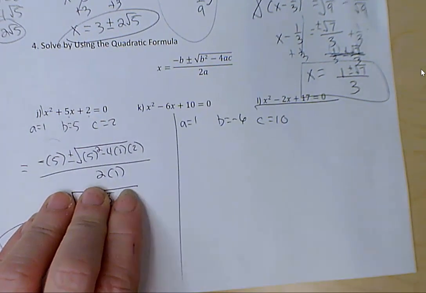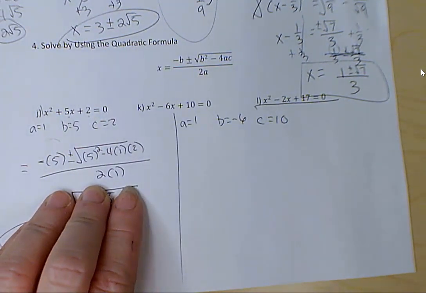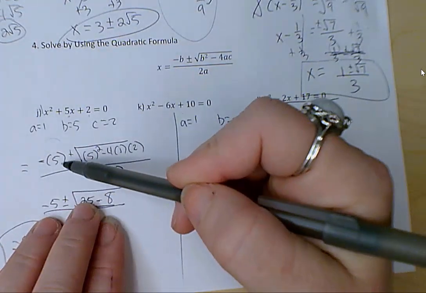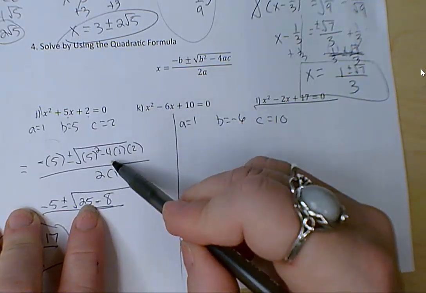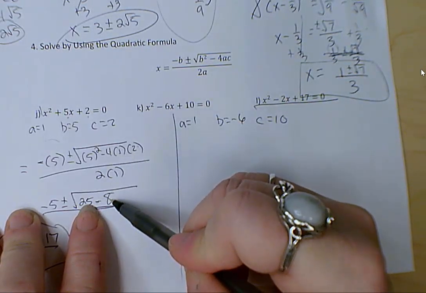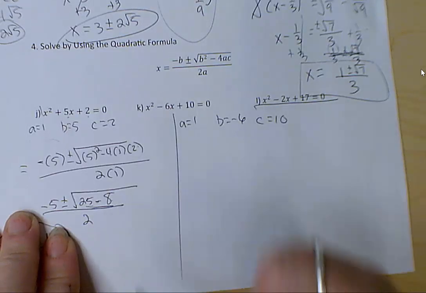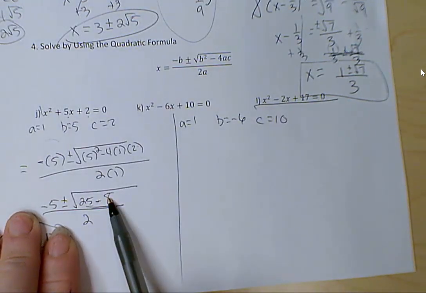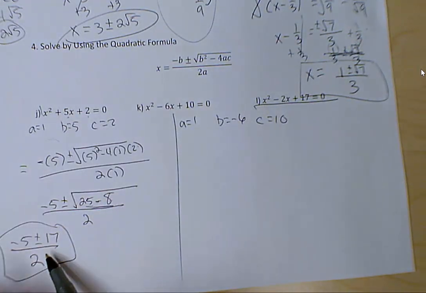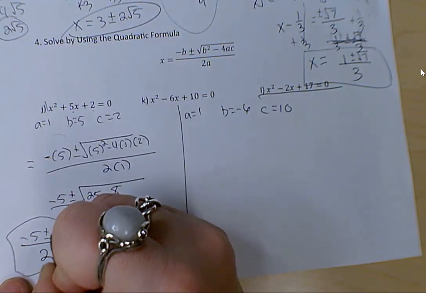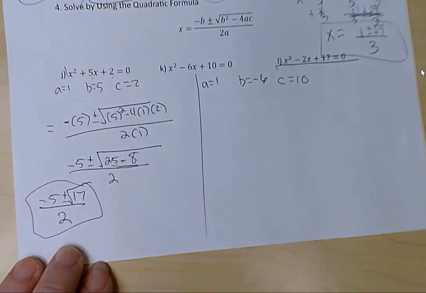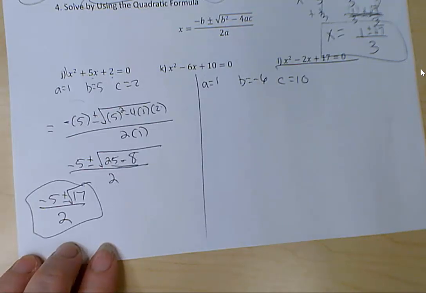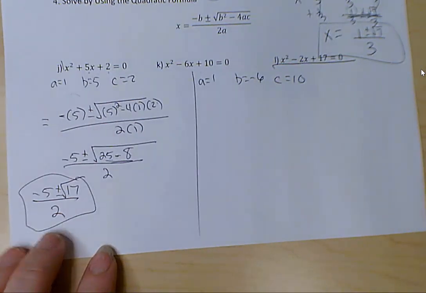Plug it in directly into the formula, making sure you put it in exactly as is. Dropping down the negative 5, 5 squared is 25, minus 4 times 1 times 2 is 8, all over 2 times 1 is a 2. Simplifying the subtraction here, 25 minus 8 gives us a 17. We cannot simplify the square root of 17, so that just got dropped down, leaving us with negative 5 plus or minus the square root of 17 over 2.